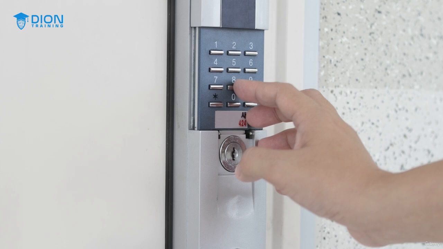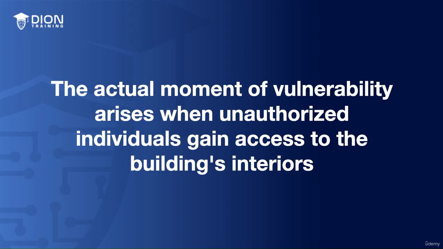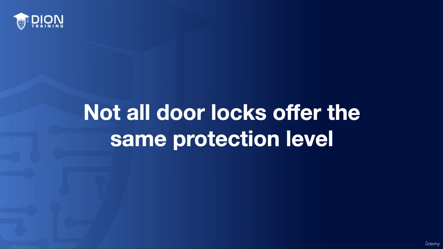Now remember, door locks are an important physical security control measure that you're going to be able to use to protect your sensitive data and systems out in the real world. While organizations invest heavily in external security measures, such as electrified fences, surveillance cameras, and security personnel, the actual moment of vulnerability arises when unauthorized individuals gain access to the building's interior. Door locks can serve as a primary defense mechanism to restrict unauthorized access to your most sensitive spaces. However, not all door locks offer the same protection levels. Traditional padlocks and basic door locks can easily be defeated in about 60 seconds or less, whereas modern electronic door locks, which rely on identification numbers, wireless signals, or biometrics, can offer more robust forms of security.